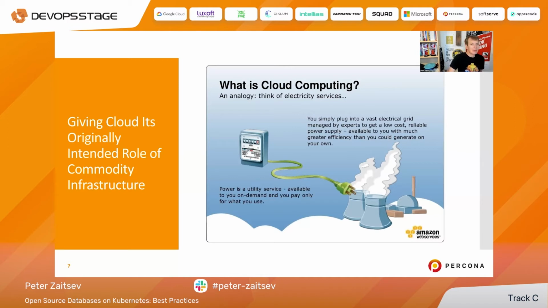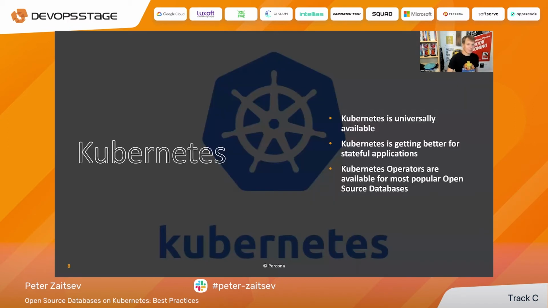Let's talk a little bit more about Kubernetes and why Kubernetes is so important. I love that Kubernetes is universally available. It exists at every major cloud out there. You can run it on-prem, you can run it on the edge, you can run it everywhere. And what is interesting in this case is that Amazon was not somebody who embraced Kubernetes at first, right?